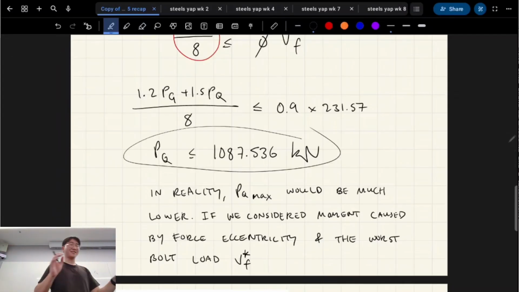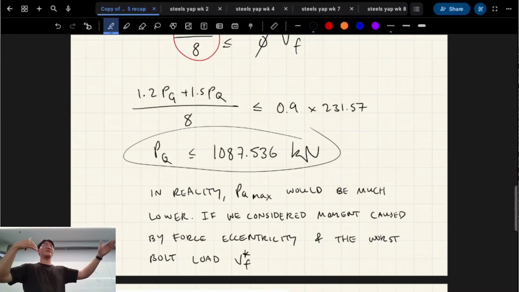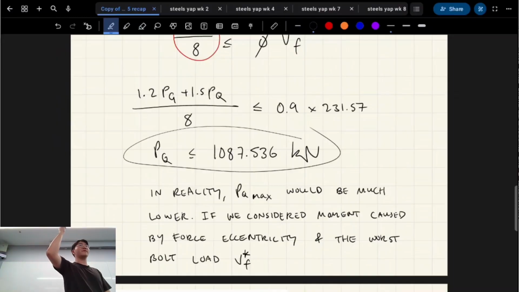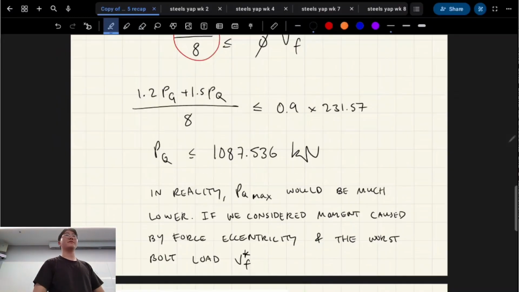So PQ is 1,000, which there's no way. There's no way it's 1,000, because when you account for what I said, if there's eccentricity, there's going to be a moment generated. It's going to cause a greater amount of shear force at the furthest bolt. This number will go down significantly. So it shouldn't be this at all. But we're just not given that information, so this is the best we can do, right?